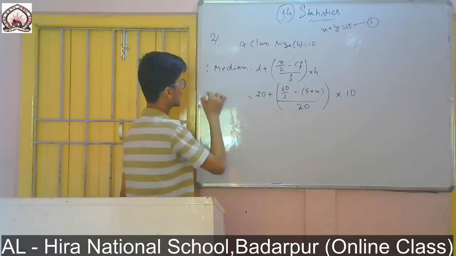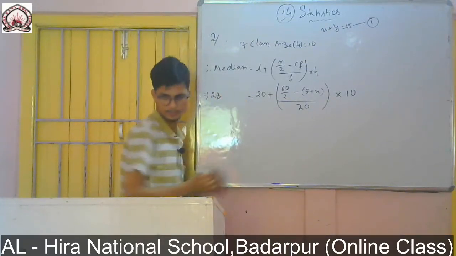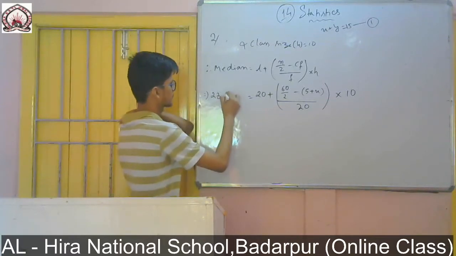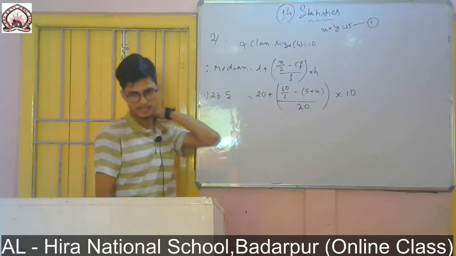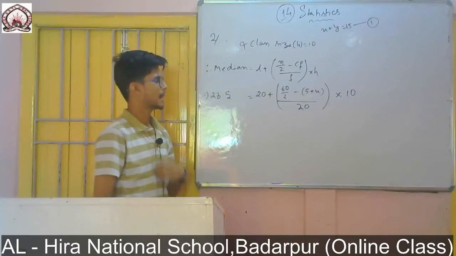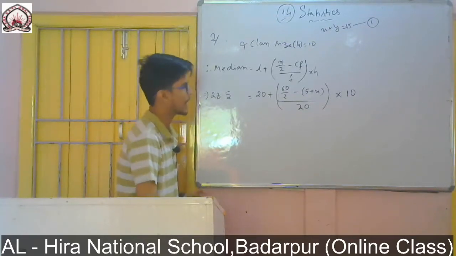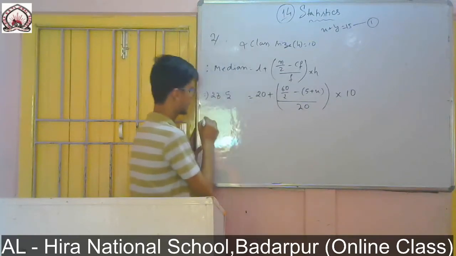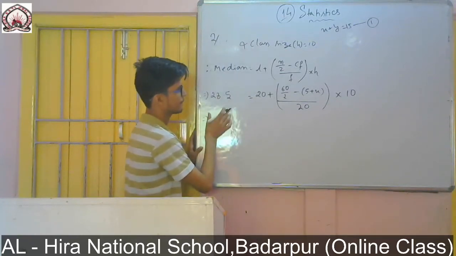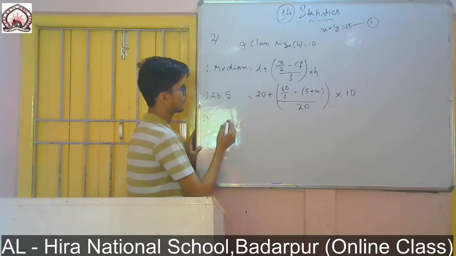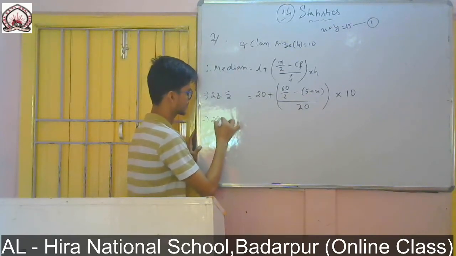So it is given as 28.5 equals 20 plus (60 by 2 minus 5 plus x) divided by 20 into height. So I will keep this part same. Okay, leave it. Let me do first of all, then I will.